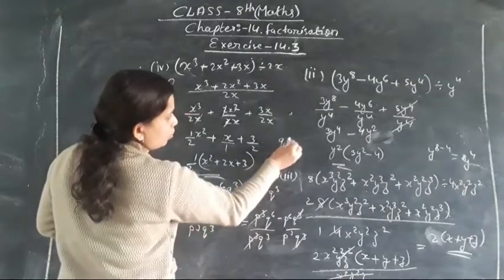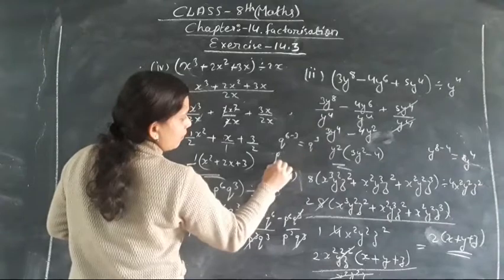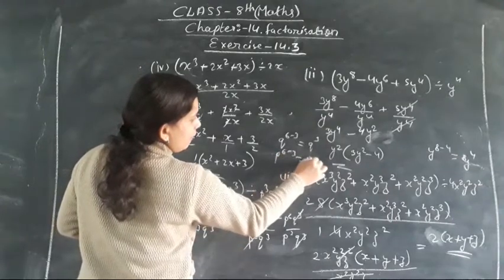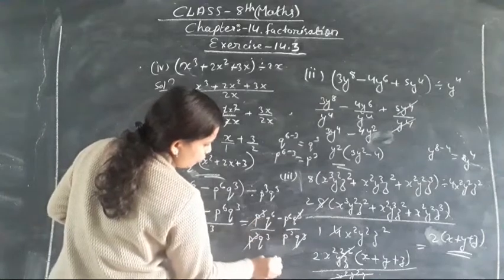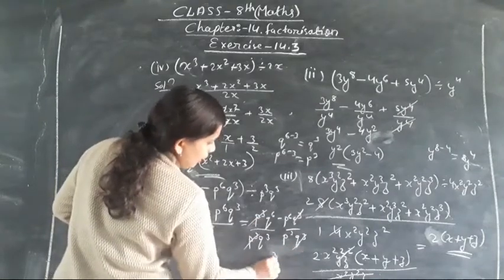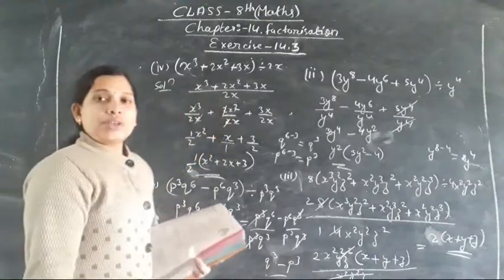Here as per that q to the power 6 minus 3 will be q to the power 3 and p to the power 6 minus 3 will be p to the power 3. So what is the answer I got here? That is q to the power 3 minus p to the power 3 is the answer. So have you understood up to here?